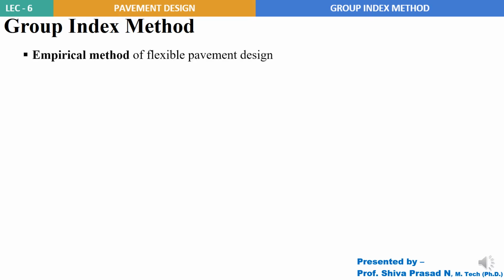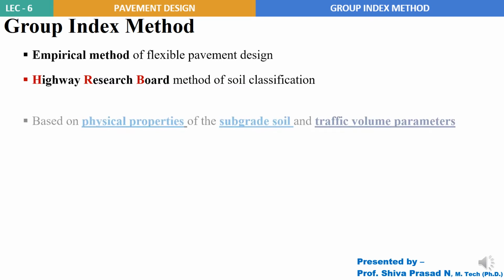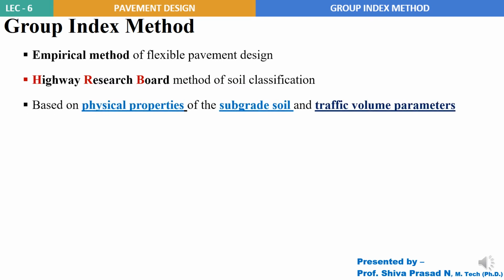This method is purely empirical, as it is completely based on past experience and experimentations. It was introduced by D.J. Steele in 1945. This method adopts the HRB soil classification, that is Highway Research Board soil classification, to classify the subgrade soil. It is purely based on the physical properties of the subgrade soil and traffic volume only, so it does not consider any other factors.